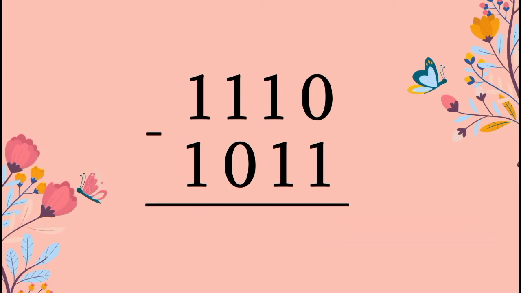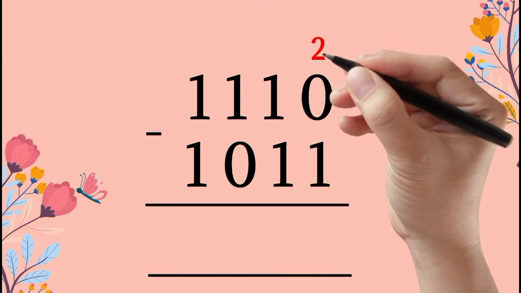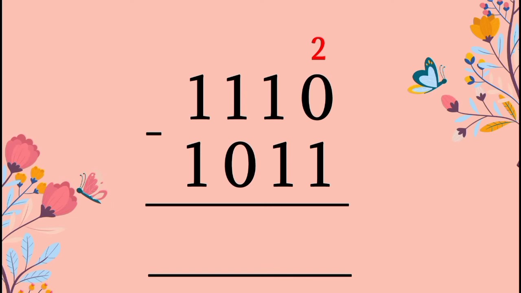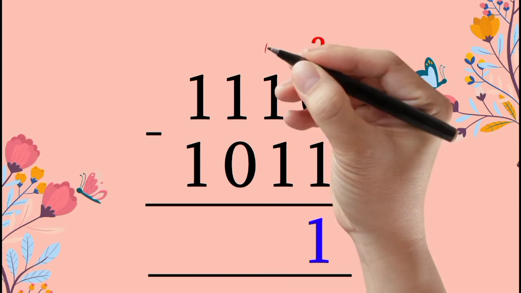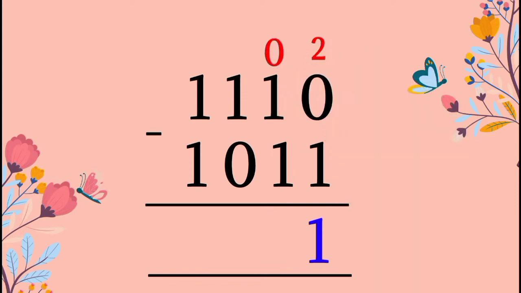Here we'll start the subtraction from the last digit. So 0 minus 1 is not possible. So you have to borrow the 1 in front of the 0. That 1 you borrow will be called 2. So we now have 2 minus 1, which will give us 1. So after borrowing, we are left with 0 there.